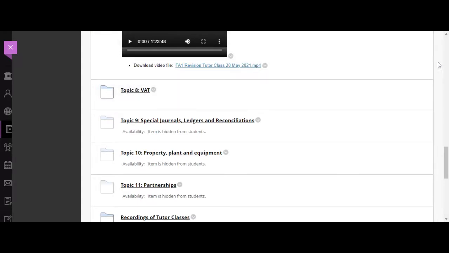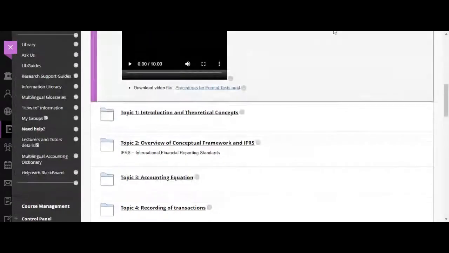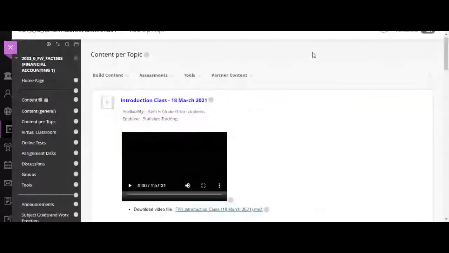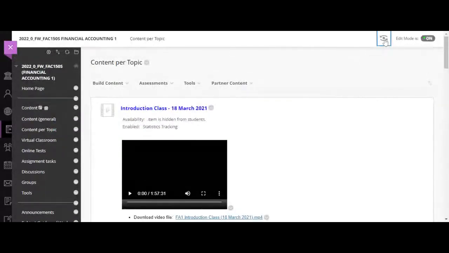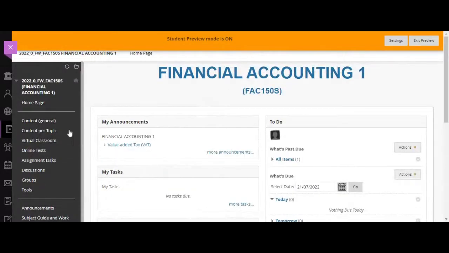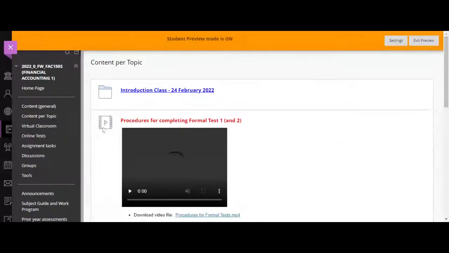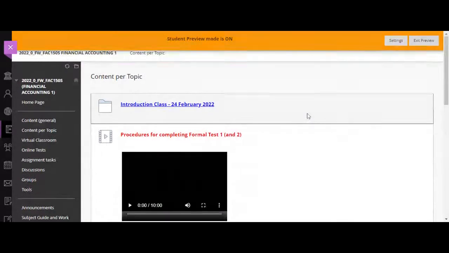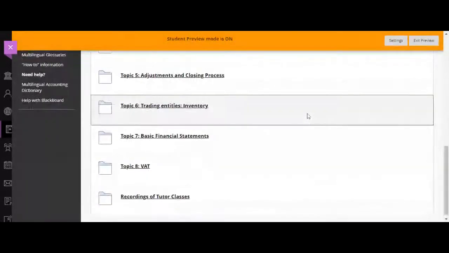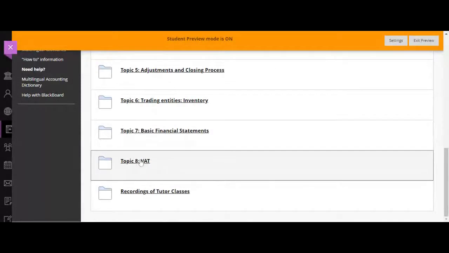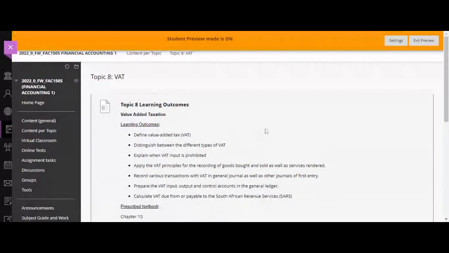Now I just want to change my setting here to student view. Excuse me. Otherwise, it's going to look a little bit confusing to you. You'll see nothing changes here. It's still exactly what I displayed previously, but we've already loaded a few items under topic 8 in that folder that aren't visible to you yet. So whatever you can see now, I can see on my side and on your side.